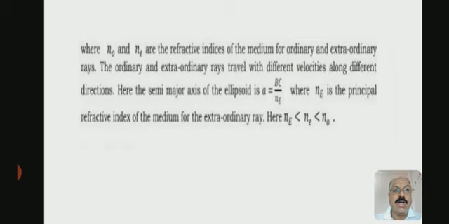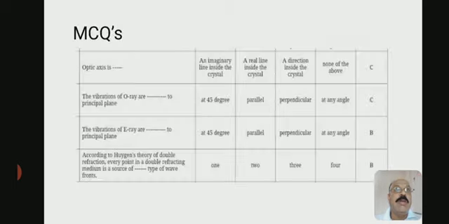The ordinary and extraordinary rays travel with different velocities along different directions. Here the semi-major axis of the ellipsoid is a = BC/ne, where ne is the principal refractive index of the medium for the extraordinary ray. Here ne is less than no, that is about the negative crystals. So now some MCQs are discussed on this topic.